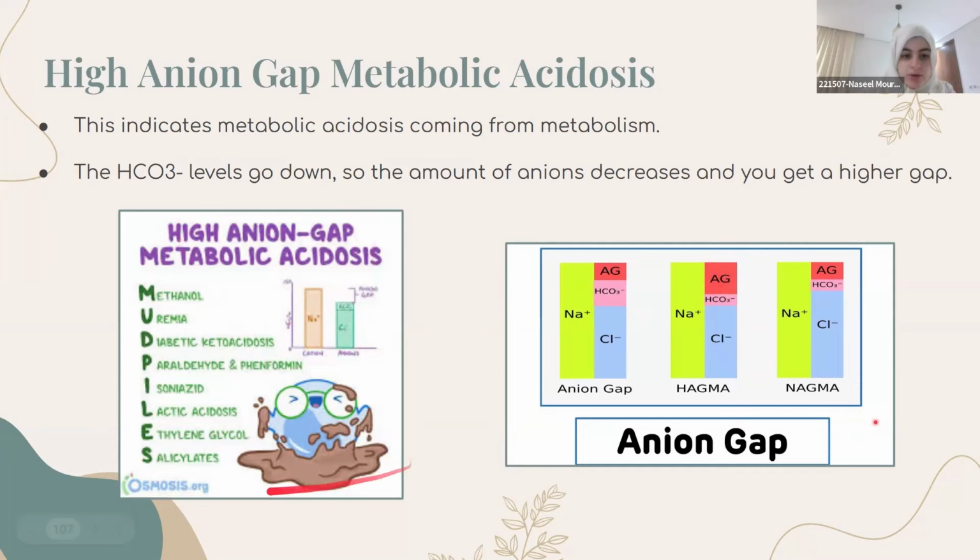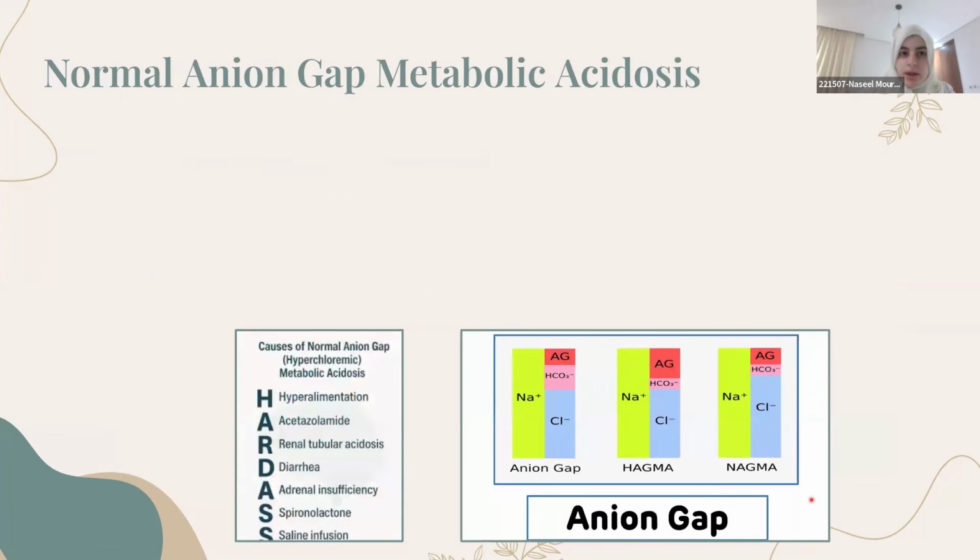Now, these are some causes. This is a mnemonic that you could use later on when you're in third year for the causes of high anion gap metabolic acidosis, called MUD. You don't need to memorize this. No one's going to ask you what causes high anion gap metabolic acidosis. What's the difference between that and normal anion gap metabolic acidosis?